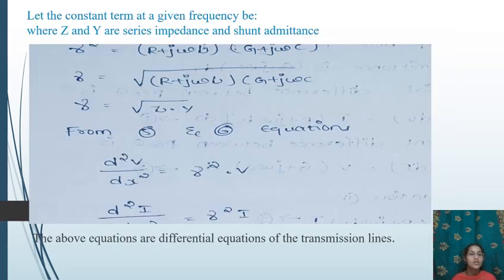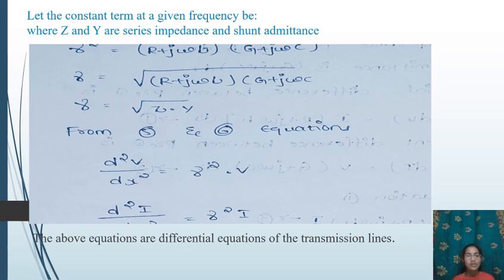Let the constants at a given frequency be Z and Y, where Z and Y are the series impedance and shunt admittance. That is, gamma squared equals (R plus j omega L) into (G plus j omega C), where gamma equals root of (R plus j omega L) into (G plus j omega C). Then, as we all know, Z equals R plus j omega L and Y equals G plus j omega C. Substitute gamma equals root of Z into Y.